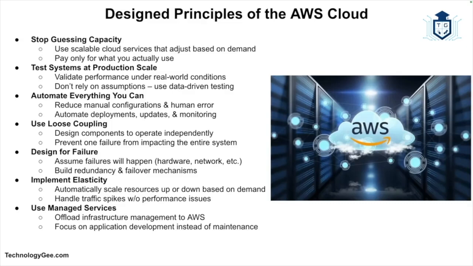Another one is test systems at production scale, where you don't assume, you validate everything. Another one is automate everything that you can, and this helps to reduce human error. Another one is you want to use what is called loose coupling. This is where systems should not depend too tightly on each other.